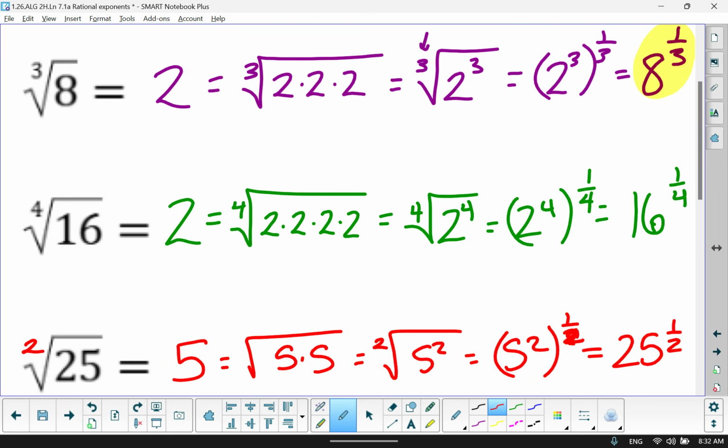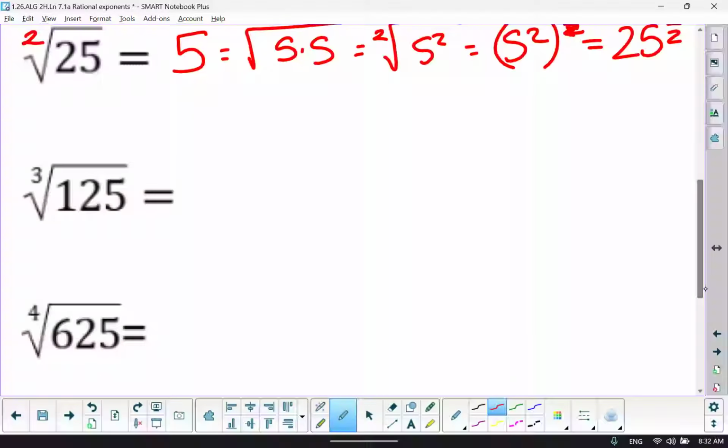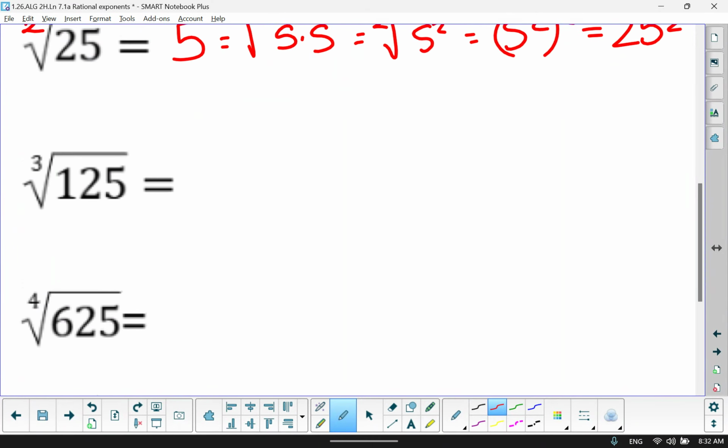So pause your video if you need, rewind, look at how they're similar, look at how those problems are different, and let's carry on with the next two problems. Pause your video and come on back when you're ready. So let's go with this. Cube root of 125. Mr. Callan, that's still 5. Indeed, it is.